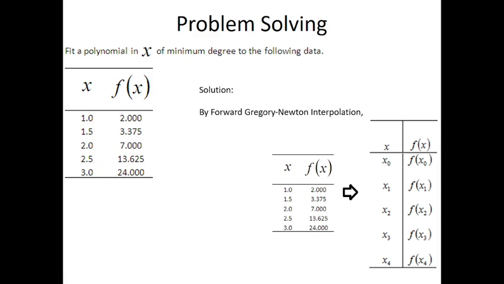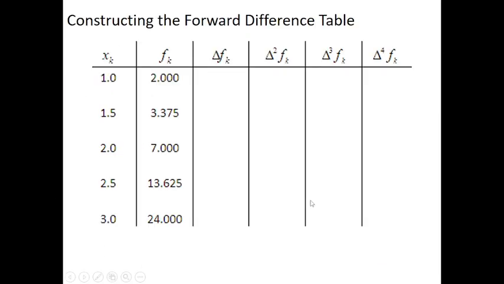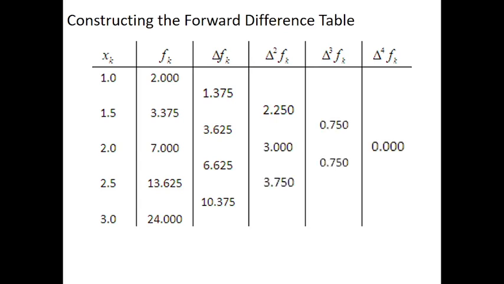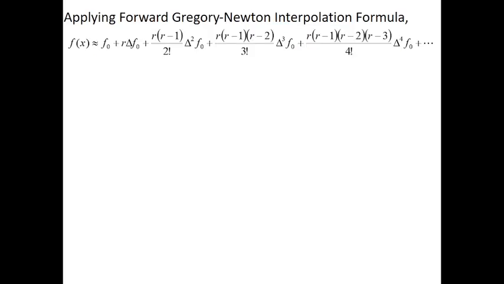So this will now be the representation. So 1 is equal to x sub 0, 3 is equal to x sub 4, and the like. So you know that, no need to elaborate. Then we construct the forward difference table. No need to discuss this further, we know how to construct it. Next, let's now apply the forward Gregory-Newton interpolation formula.